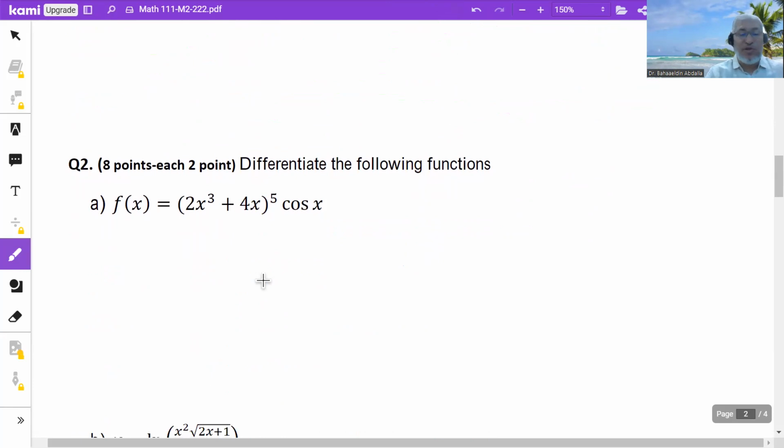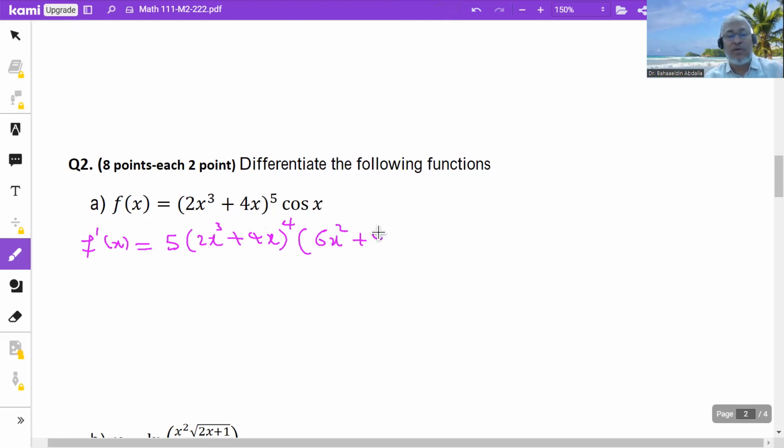Differentiate the following functions. Well, here you have a product, so you have to use the product rule. So the derivative of the first function using chain rule would be 5 times 2x cubed plus 4x to the power 4. And then you multiply by the derivative of the inside function. Derivative of 2x cubed is 6x squared plus 4.